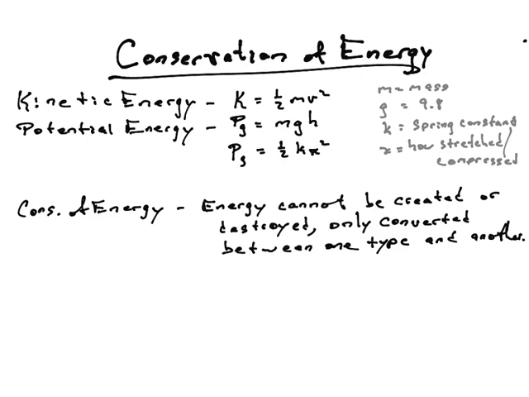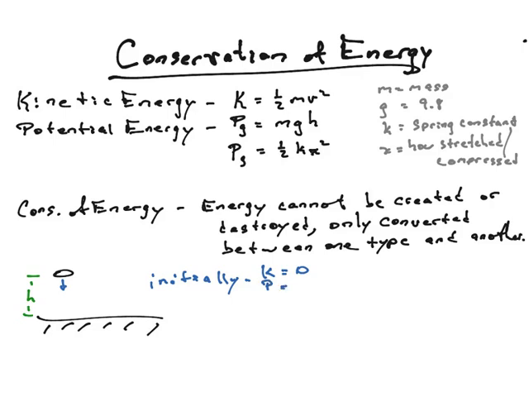You hold a marker above the ground, let's say. Here's the ground. Here's our little marker. You may be some distance h above the ground. And then you let go. And what happens? Of course, the marker starts to move. Well, notice what just happened. Initially, there's no kinetic energy because the marker's not moving. It's just sitting there. And there is a potential energy, which is mgh.